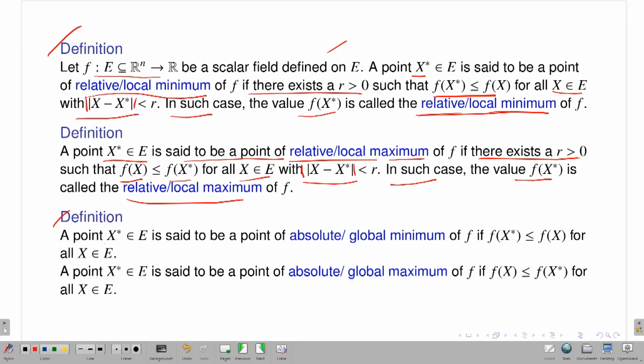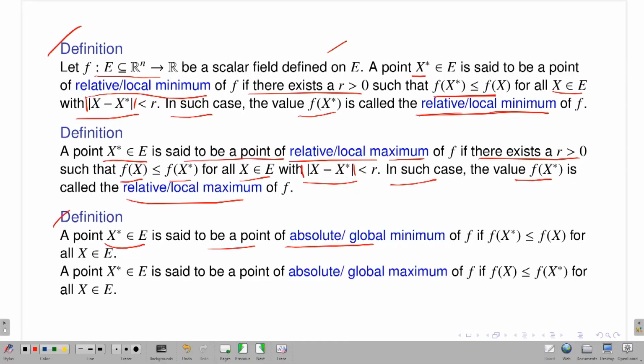A point x star in E is said to be a point of absolute or global minima of f. You should remember the terms absolute and global. That means the minimum value exists at the point x star, that is, the value of f at any point x in the domain should always be greater than or equal to the value of f at x star.